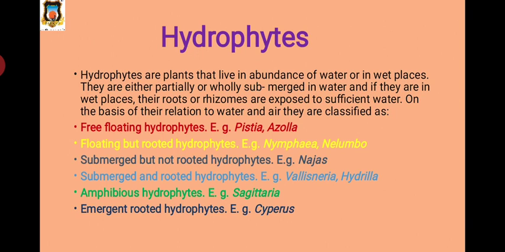So the first one is the free floating hydrophytes. They float freely on the surface of water, and they remain in contact with water and air only. The roots are not required for survival, meaning there is no connection to the soil. Their leaf structure is very large, and examples are Azolla, Eichhornia, and Pistia.